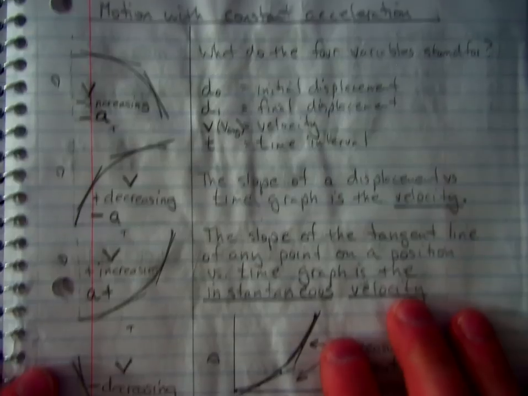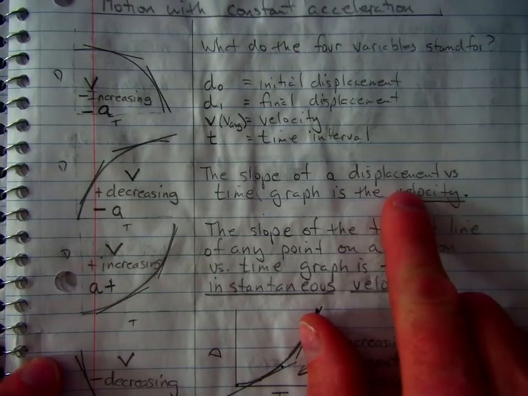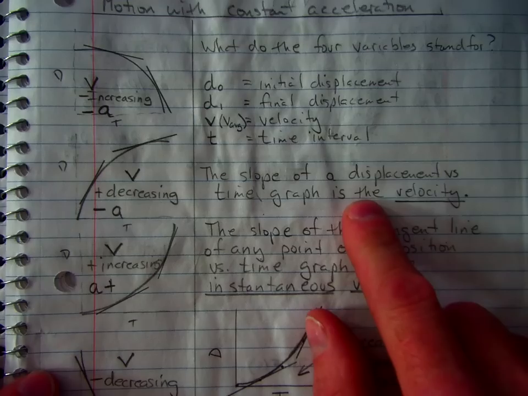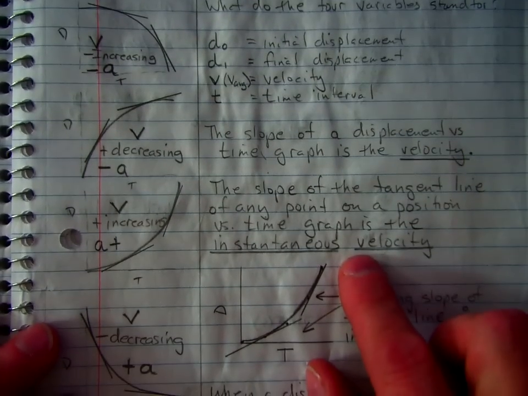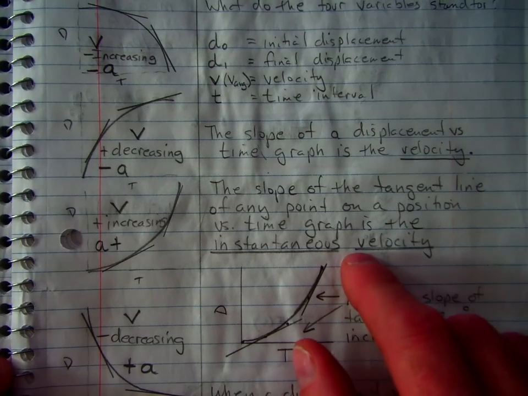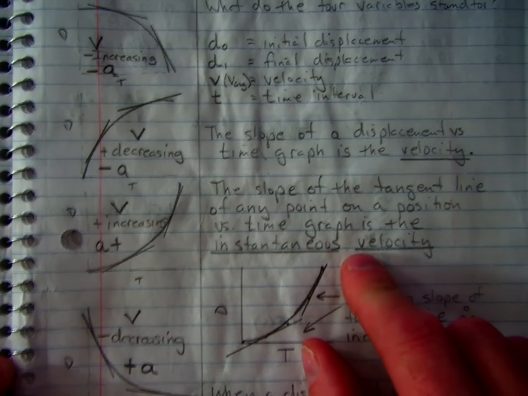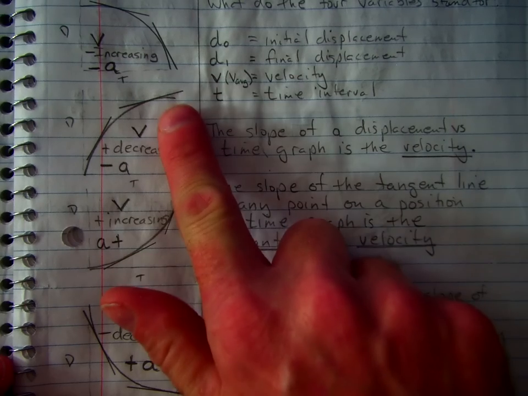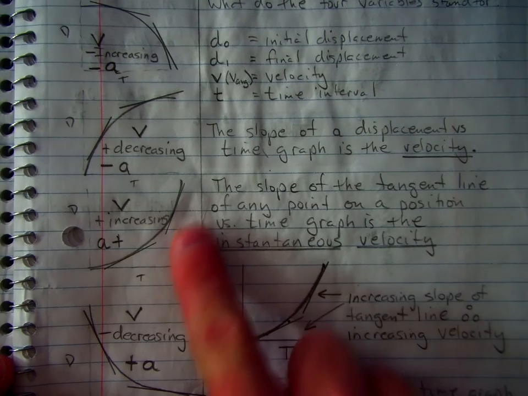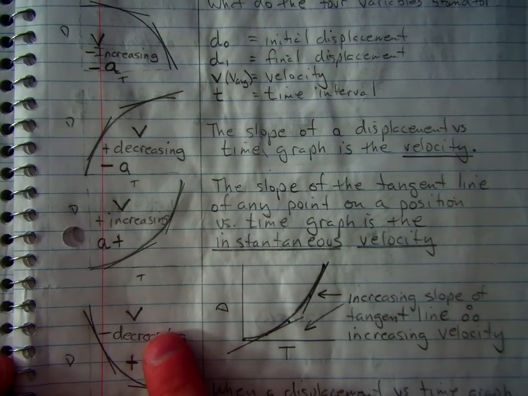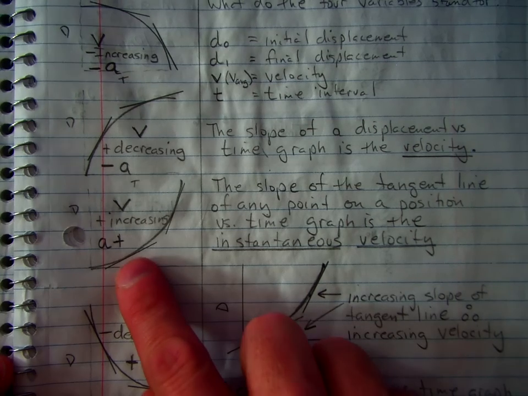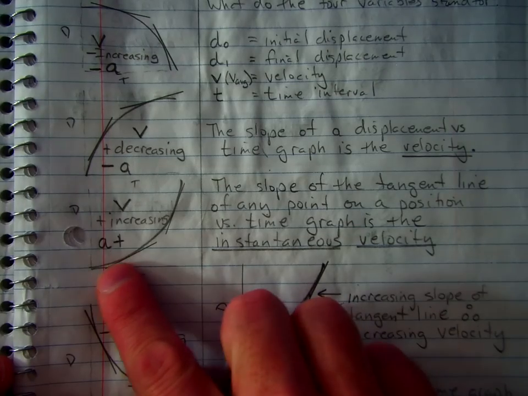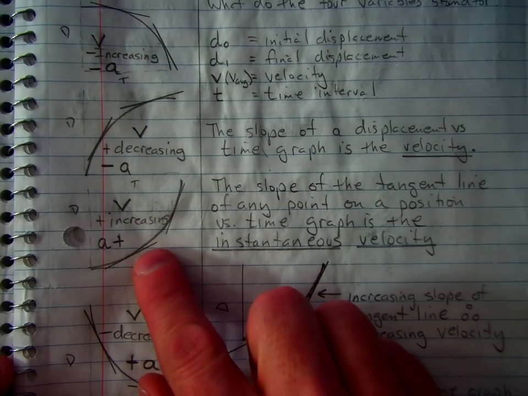Okay. Remember, the slope of a displacement versus time graph is the velocity. This is really important in kinematics. Now, if we have a displacement versus time graph that's a curve, the curve will probably be one of these four shapes. Now we know that the slope of the curve at a particular point can be found by drawing a tangent line to the curve at that point.